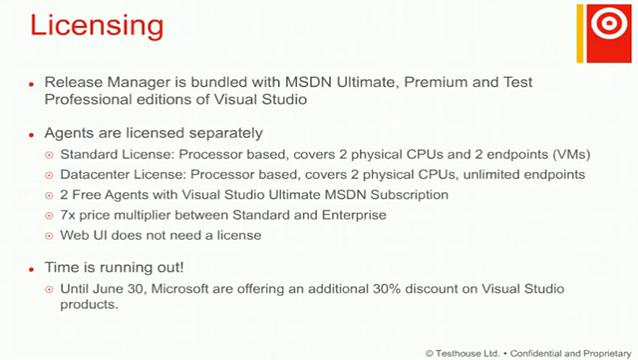The Data Center license has an unlimited number of endpoints, but it still covers 2 physical CPUs. You get 2 free agents with Visual Studio Ultimate MSDN subscription, and there's a 7 times price multiplier between standard and enterprise. So if you're going to be deploying to more than 14 endpoints, it makes it worthwhile to buy the enterprise, because then it's effectively unlimited.